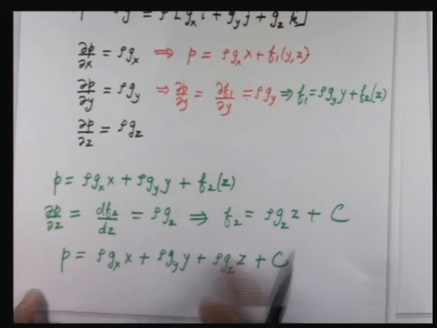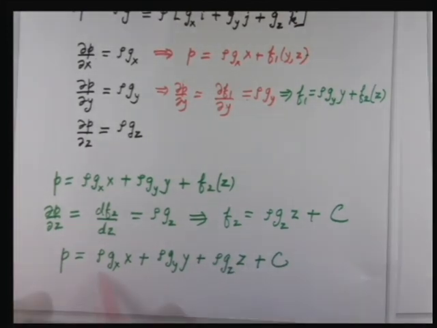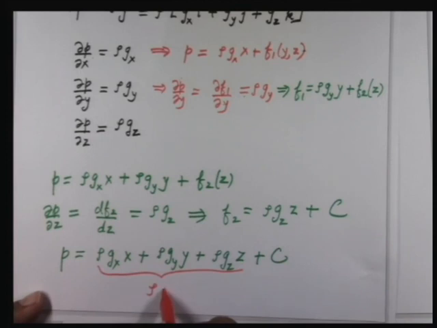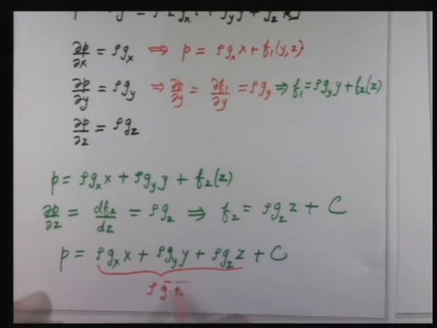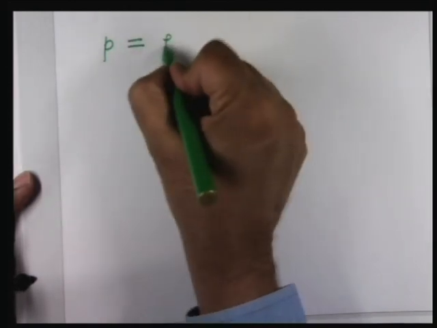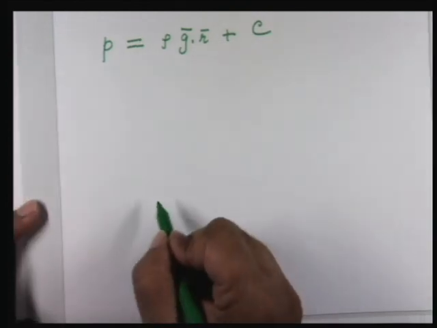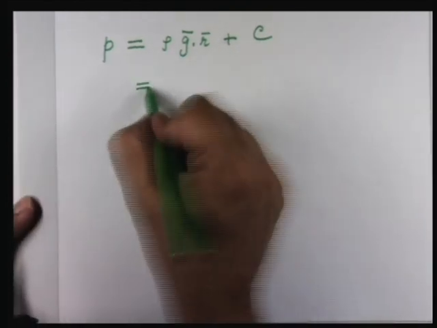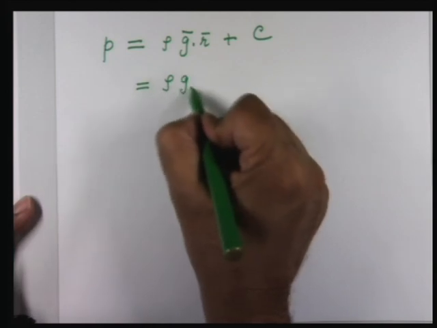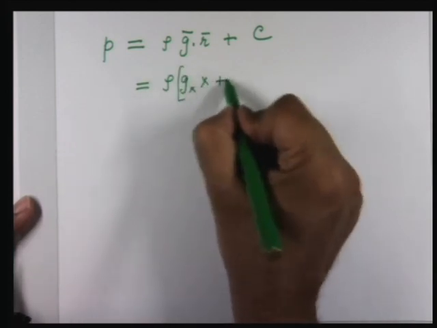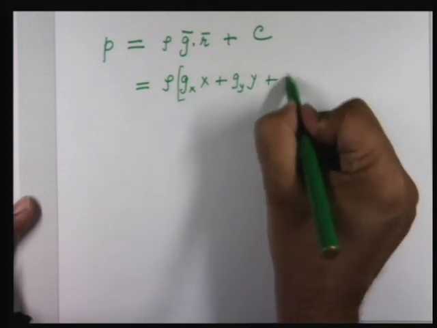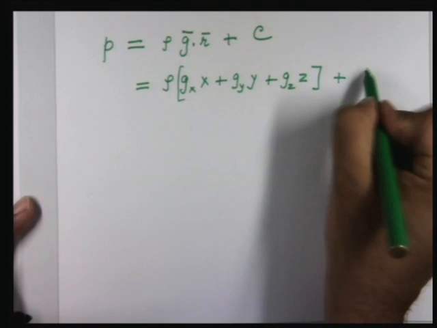So if you go back over here, this whole quantity I can write as rho into g dot r in short. So the hydrostatic pressure distribution we are getting is p is equal to rho g dot r plus c, which is easy for you to recall from memory, or you can write it as rho times gx x plus gy y plus gz z plus c.